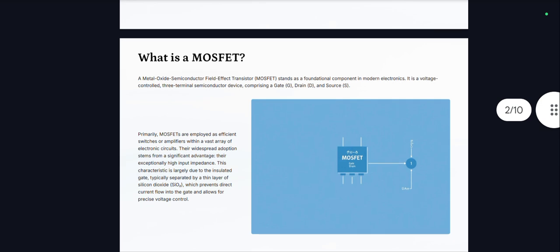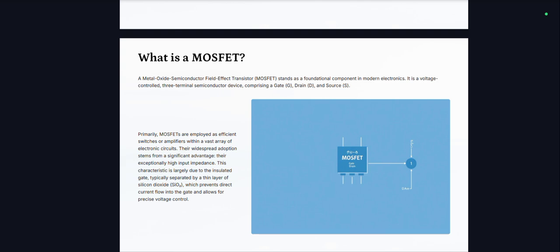What exactly is a MOSFET? A MOSFET stands for metal oxide semiconductor field effect transistor. It is a voltage controlled device, meaning we control current using voltage, not current. It has three terminals: gate, drain, and source.